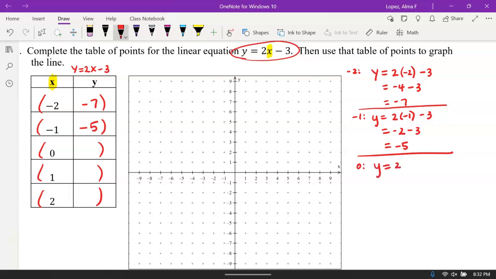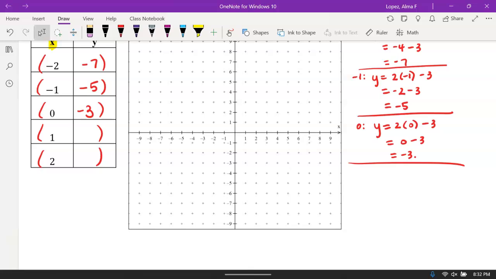y equals 2 times the x value we're plugging in this time, 0, minus 3. 2 times 0 is 0, minus 3. Our y value is -3. Finish off the last 2 at your seats. Pause the video if you need to, and then check your work.